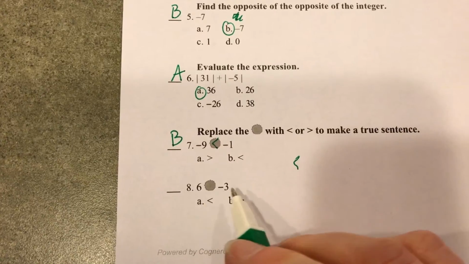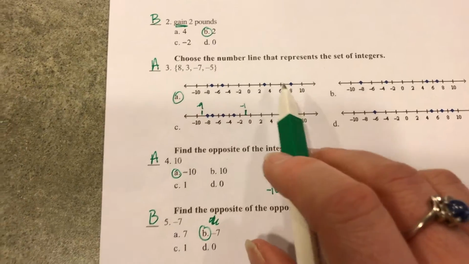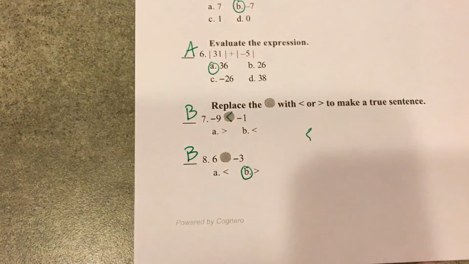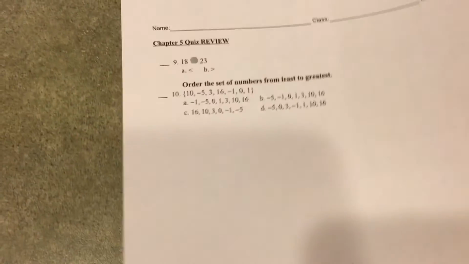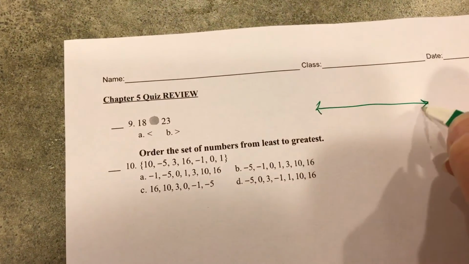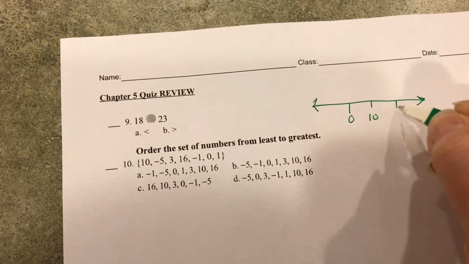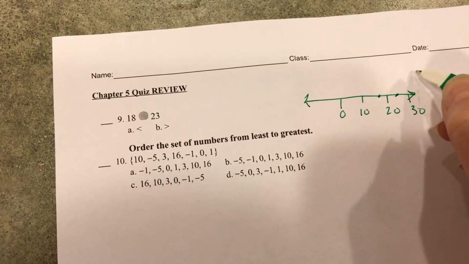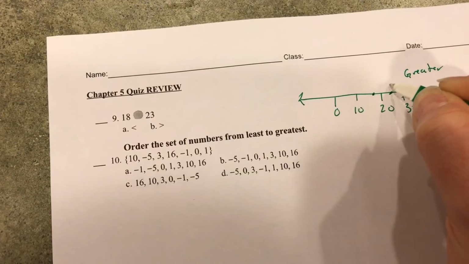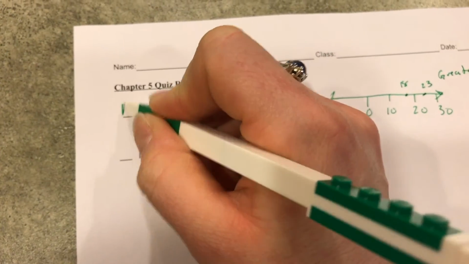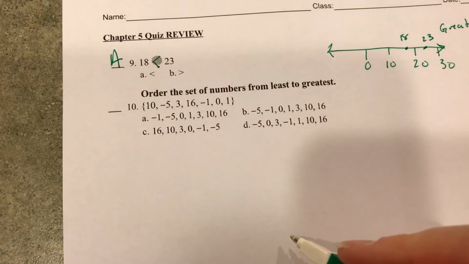And then 6 is positive, -3 is negative. Positive, if you look at the number line, positive is always greater than negative. So 8 has to be this, B. Let's take a look at the back. 18 and 23, they're both positive. On a number line, 0, 10, 20, 30. 18 would be about here, 23 would be about here. Greater numbers are over here, so 23 is greater than 18. That would be A. Now number 10.